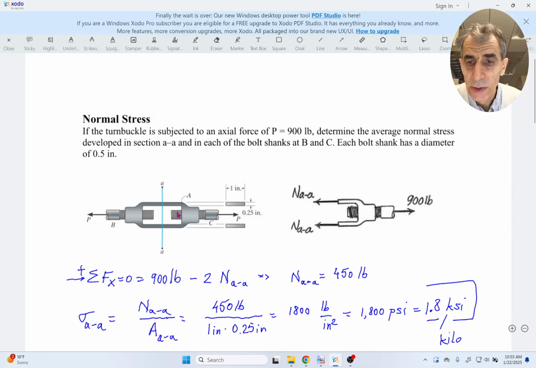As we are searching for stress in elements, in this case we have a turnbuckle, and you can see this is the cross section there with the dimensions, and we have two of them. So when we are taking the cross section, we use either the left side or the right side. In this case, we use the right side, and we are building a free body diagram. And of course, we have that P that was given as 900 pounds.